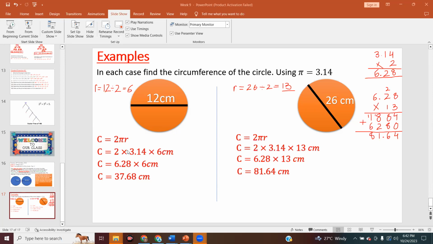And pi is equal to what? According to the question, they say pi is equal to 3.14. So we have 2 times 3.14 times 6. So we have to multiply 2 times 3.14. What is 2 times 3.14? That's going to be 6.28. That's what we got. Then we multiply the 6.28 times 6, and that gives us 37.68.